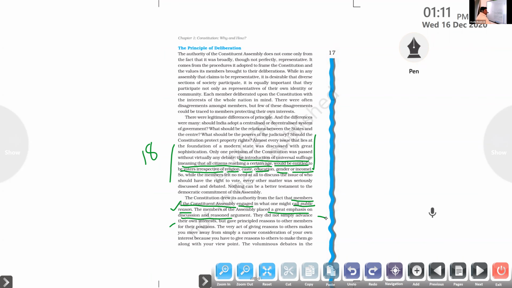The members gave principled reasons to other members for their positions. They were not just arguing, but arguing with reason and accurate backup. The very act of giving reasons to others makes you move away from a narrow consideration of your own interest, because you have to give a reason to make others go along with your viewpoint.